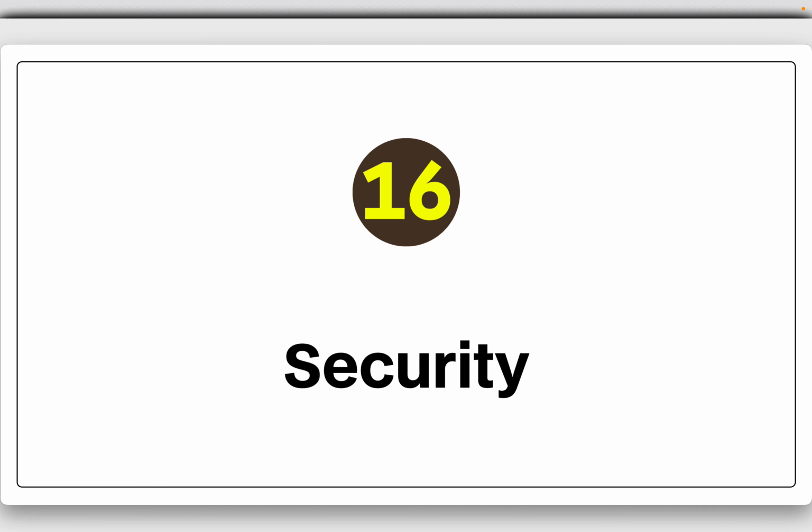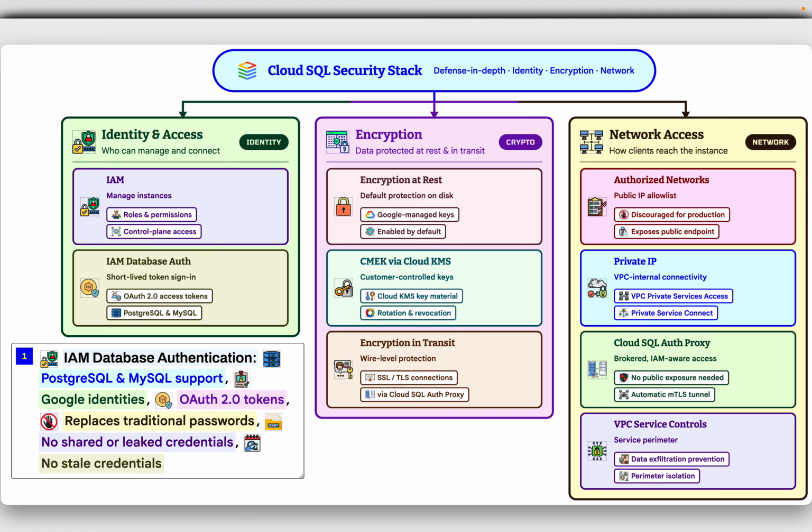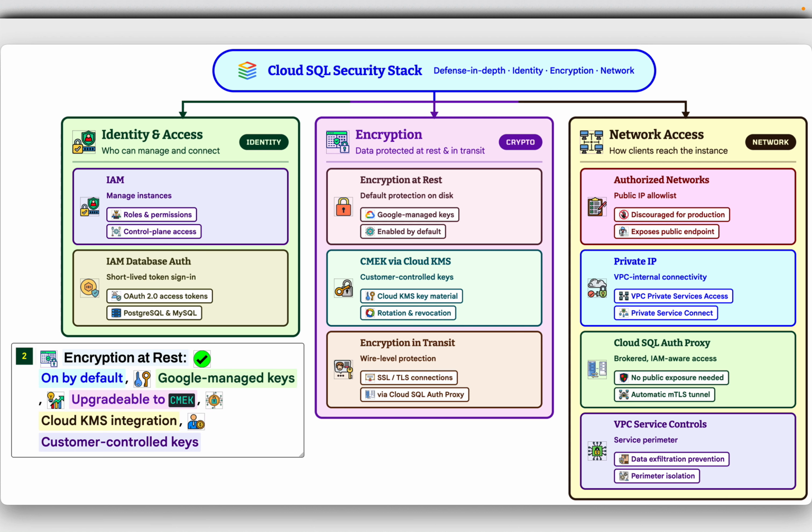16th topic is security. IAM database authentication for PostgreSQL and MySQL replaces traditional database passwords with Google identities and OAuth 2.0 tokens. So credentials cannot be shared, leaked, or left to rot. Encryption at rest is on by default with Google managed keys and can be upgraded to CMEK, customer managed encryption keys, through Cloud Key Management Service for instances that need customer controlled keys.